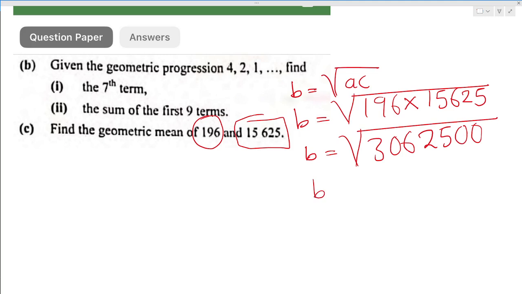Okay, so our B is going to be, what is the square root of that value? Square root of 306,2500. Always confirm your values. We're going to get 1750. And you're done. Okay, this brings us to the end of our lesson.